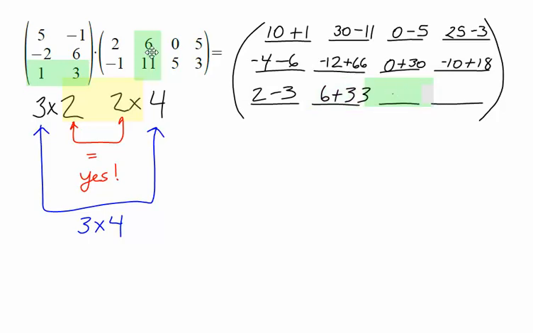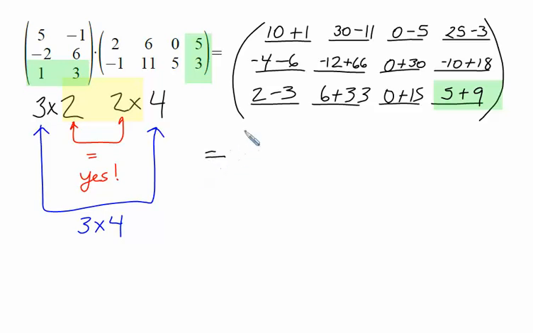Now we'll go to third column with third row. 1 times 0 is 0. 3 times 5 is 15. And finally, third row, fourth column. 1 times 5 is 5. 3 times 3 is 9.